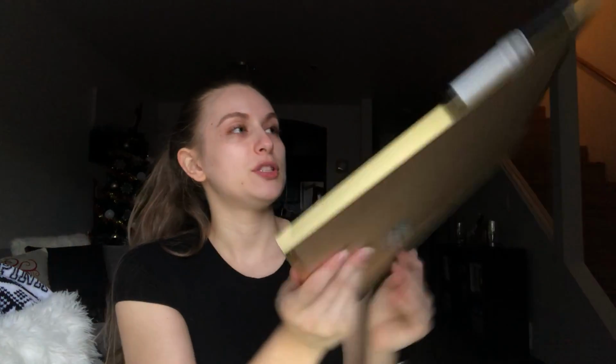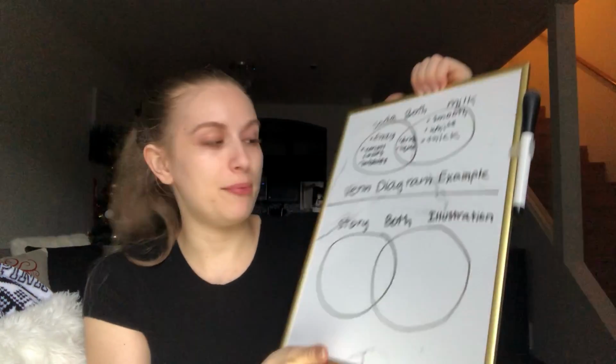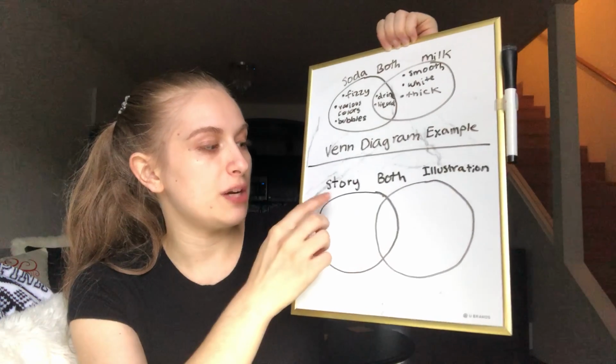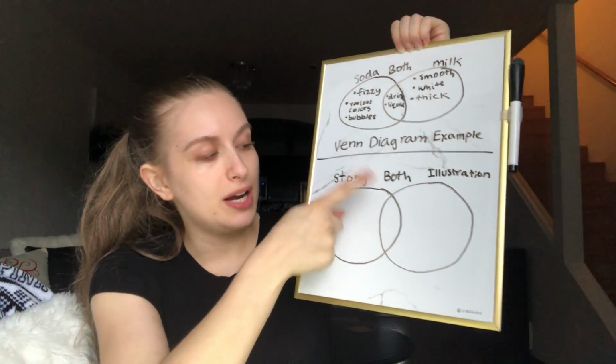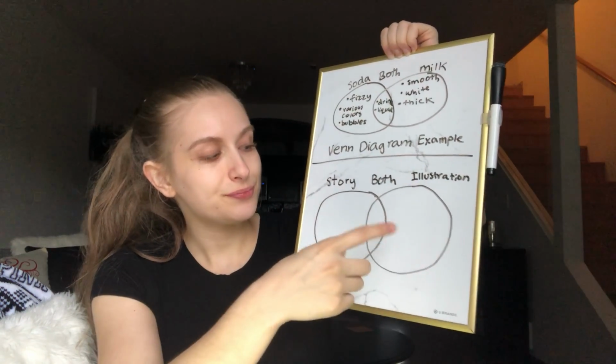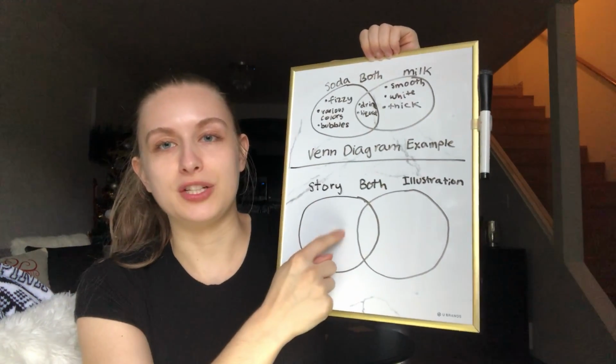Let's jump into the lesson activity. We are going to be learning how to make connections between a story and illustration. I just want to make that really simple and clear for you guys. So I'm going to be showing you how we're going to set up the activity. You need a piece of blank paper to write this down. You're going to be writing down story, both, and illustration, and then you're going to be drawing a circle and then another circle overlapping the middle section. Okay, so that's how we're going to be doing the activity.